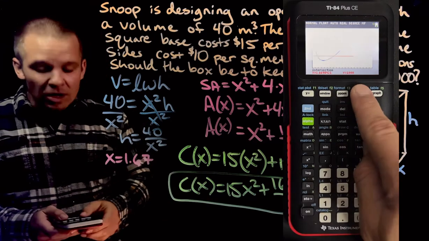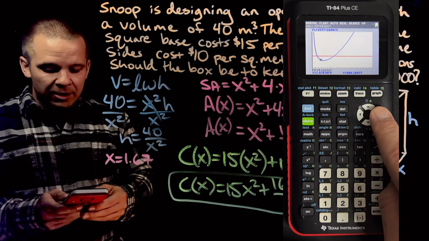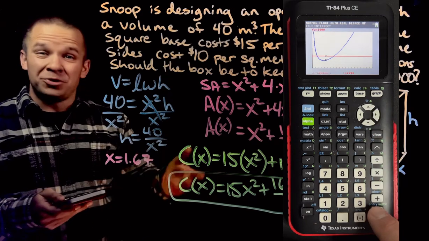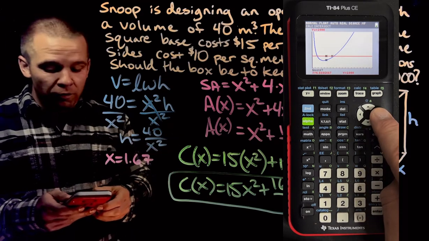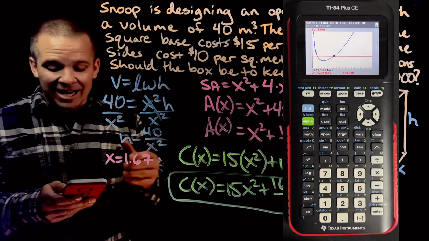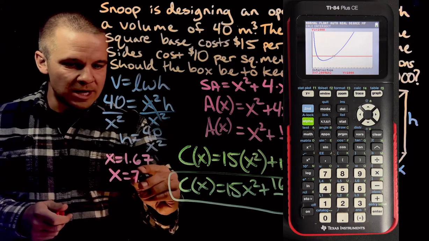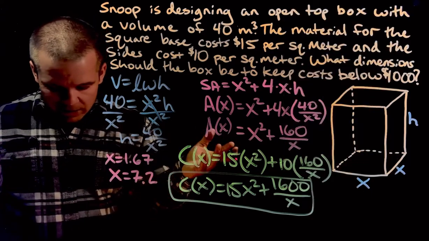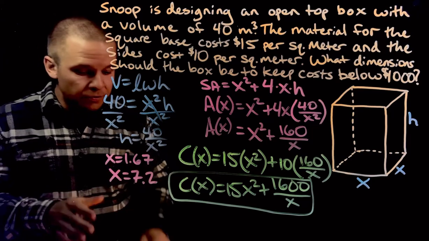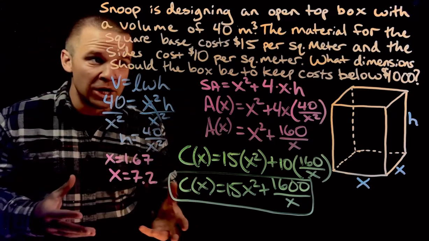And then let's find the other intersection. All right, so I hit intersect again. I'm going to hit enter twice to select my two different curves, and I'm going to arrow over to the right one there to find that intersection. And I get x equals 7.2 this time. X equals 7.20, so 7.2. All right, so those are my two x values. But what does this actually mean?